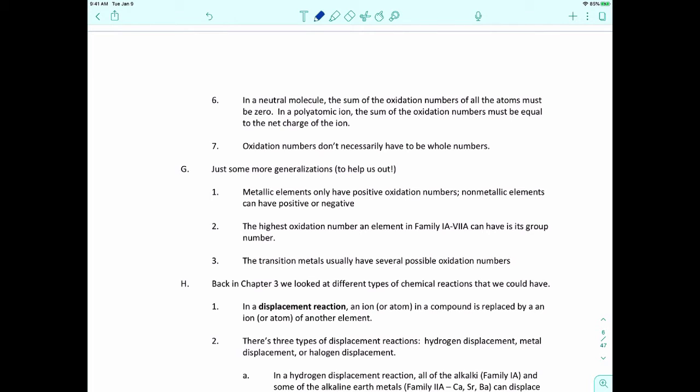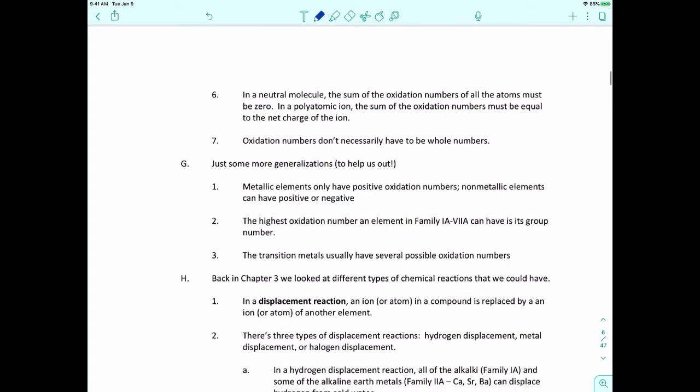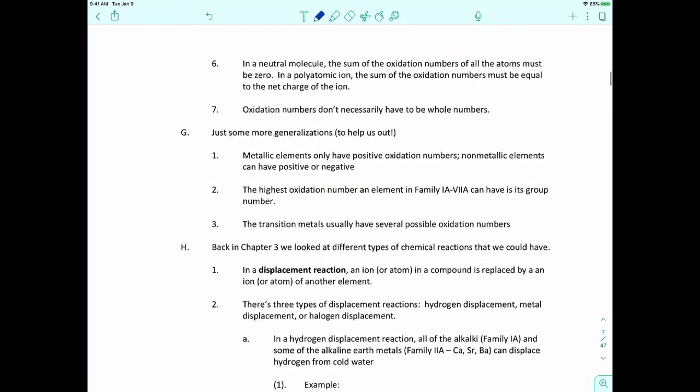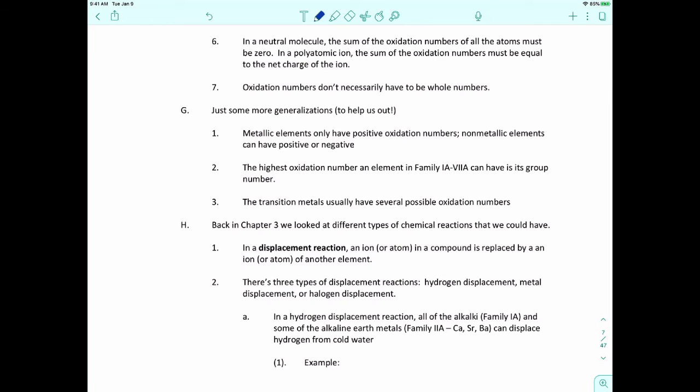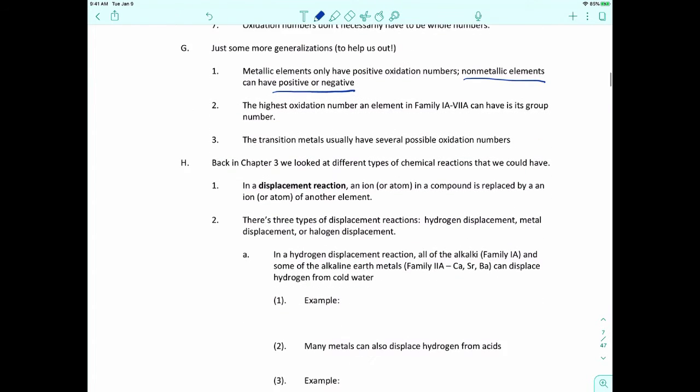That is true. They don't necessarily have to be whole numbers. Now, like 98% of the time, they're definitely going to be whole numbers. But there is that 2% where it is possible that you could have something like a half a charge. All right. It's very rare that we come across it, but it does happen. All right. Now, some other things that we got to take a look at. Now, metallic elements only have positive oxidation numbers. Non-metallic elements are going to have positive or negative. All right.